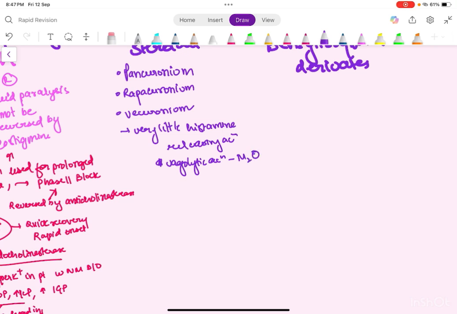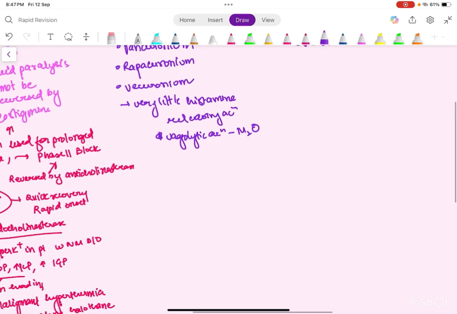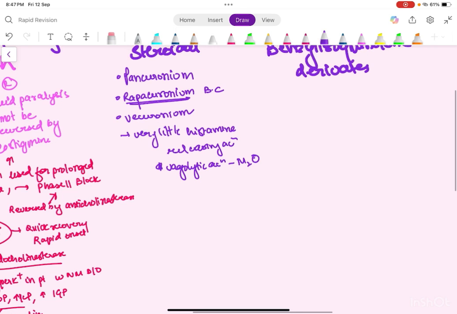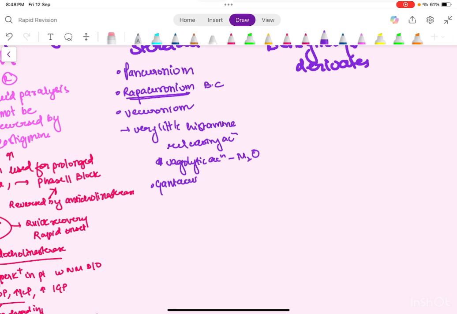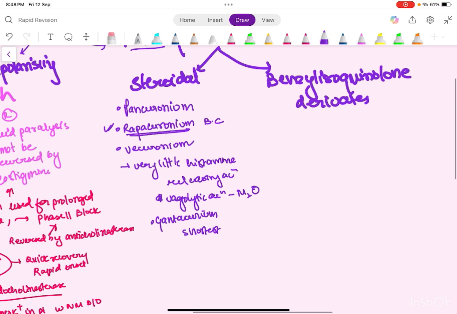Then in this there are certain points about all these that you have to know. So the first one is that this rapacuronium is now basically not used because it causes bronchial constriction, so that's why instead we use rocuronium. Now this rocuronium is sometimes used for endotracheal intubation. Then you have gantacurium also. Now this gantacurium is the shortest acting. Alright, now basically first we used rapacuronium. Now this was the fastest acting non-depolarizing skeletal muscle relaxant, but now since we do not use it, we consider that gantacurium is the one which is now the fastest.